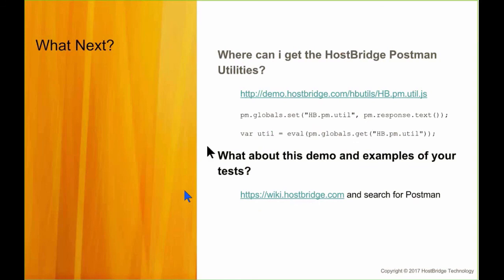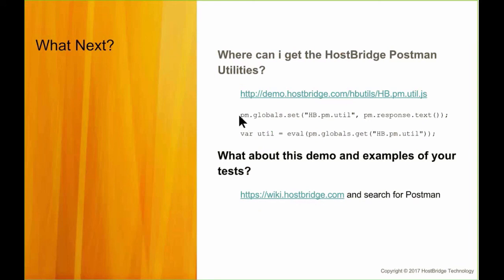Okay, so where can you get the utilities that I showed you earlier? That's available at demo.hostbridge.com, HBUtils, and case matters here. You guys remember the case always matters, right? That's a capital hb.pm.util.js. Now, I'm going to post these slides on our wiki tomorrow. They're not going to be available today, but tomorrow they'll be posted on our website, on our wiki site.